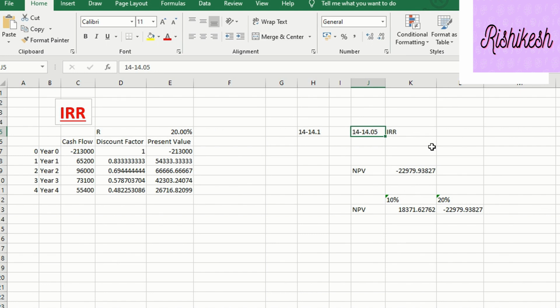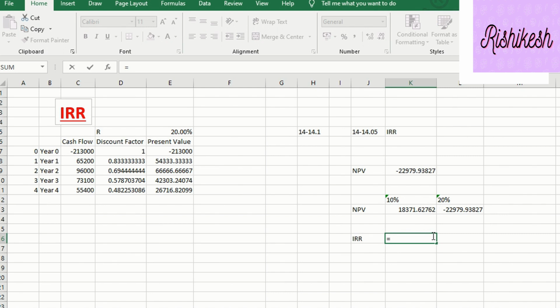14 to 14.05%, pretty close. So if I calculate it for 10% and 20%, can I find out the nearby IRR? Yes, we can do that. So IRR, if you have to calculate, you have to find a value. See how I do it.